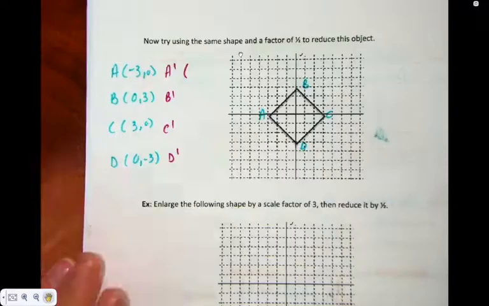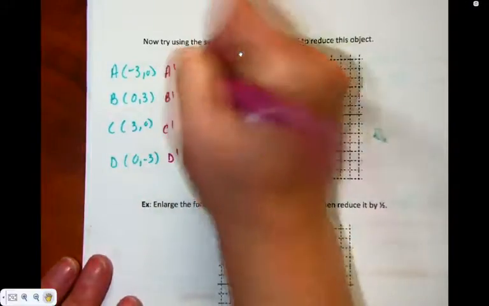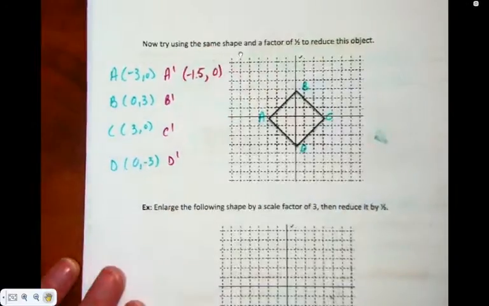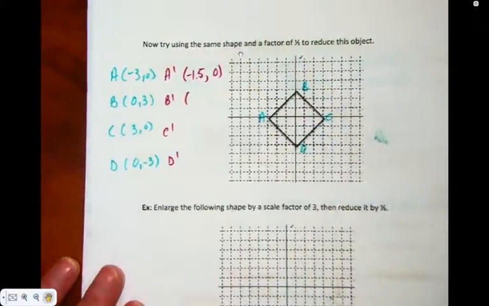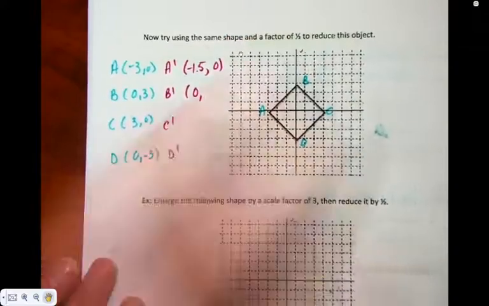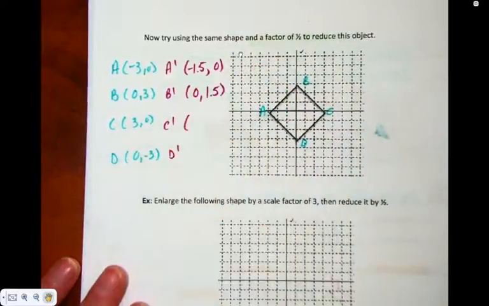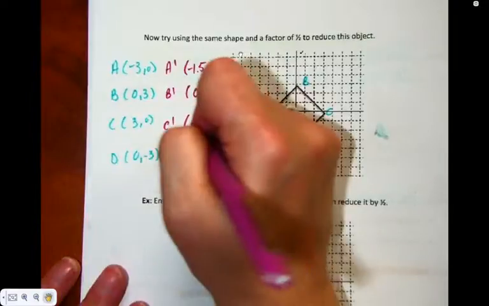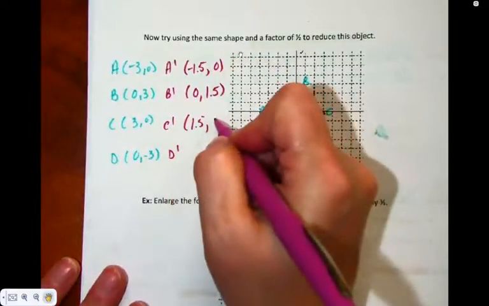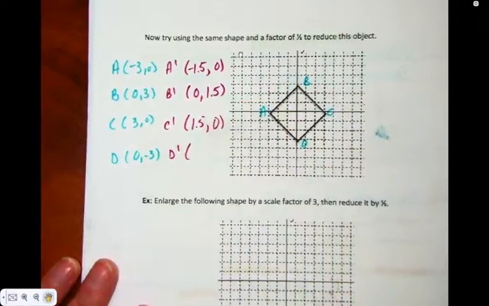So what's negative 3 times a half? Negative 1.5. And 0 times a half? 0. 0, 3 would become? And 3, 0 would become? And 0, negative 3 would become?